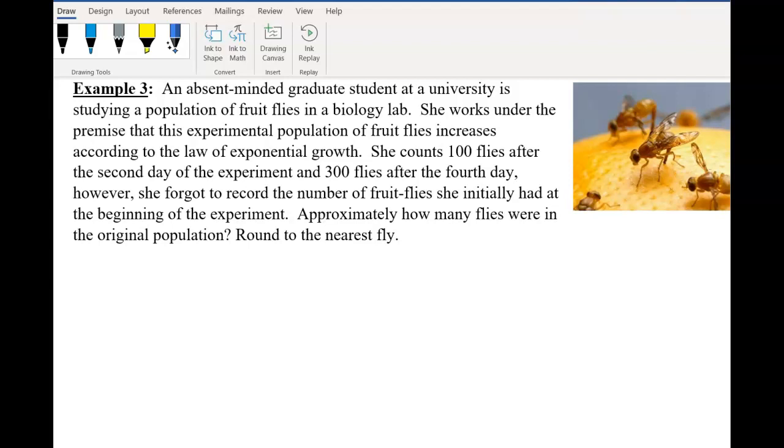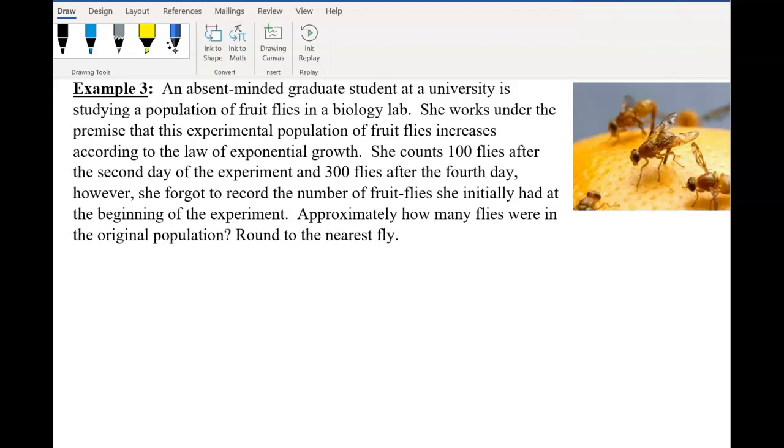All right. Fruit flies. An absent-minded graduate student at a university is studying a population of fruit flies in a biolab. She works under the premise that this experimental population of fruit flies increases according to the law of exponential growth. She counts 100 flies after the second day of the experiment and 300 flies after the fourth day. However, she forgot to report the number of fruit flies she had initially. Approximately how many fruit flies were in the original population? Round to the nearest fly.